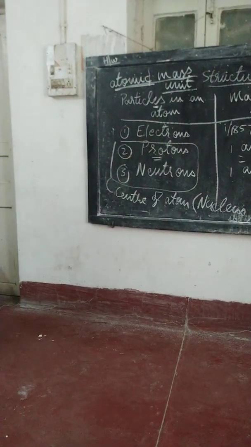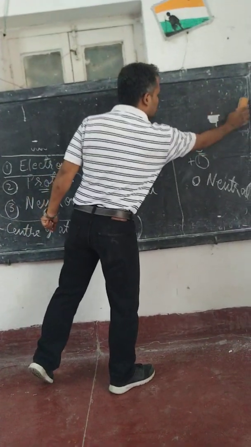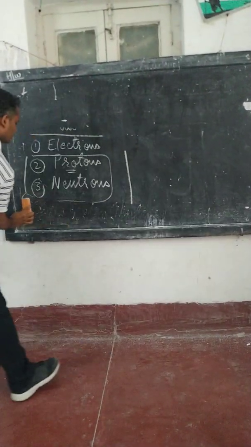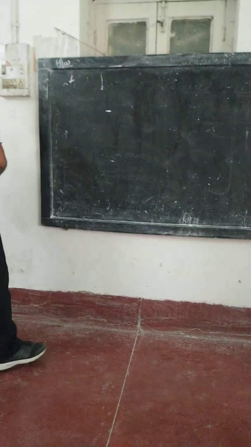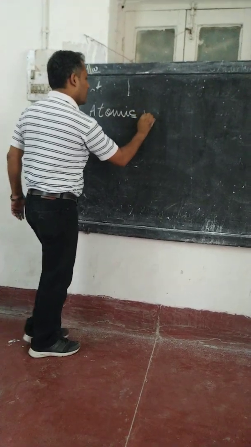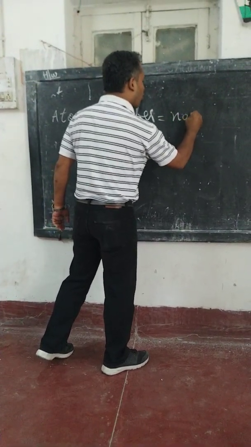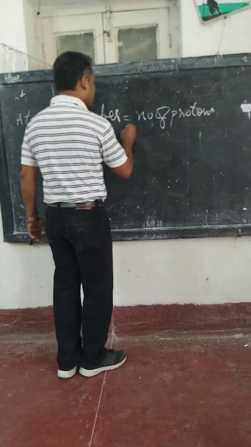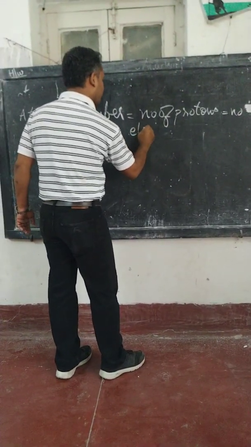Now we will study how an atom looks. Before that, we have to understand a few definitions. The first definition is atomic number. That is equal to the number of protons. That is equal to the number of electrons.